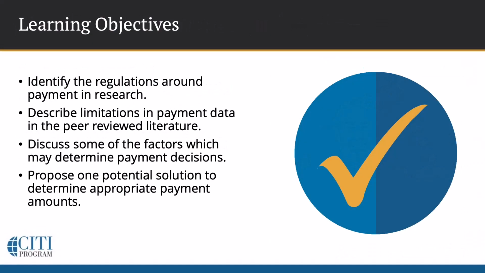So we have 4 learning objectives for today. They are to identify the regulations for participant payment in research, describe limitations in payment data, discuss some of the factors that determine payment, and then highlight a study that illustrates one possible solution.